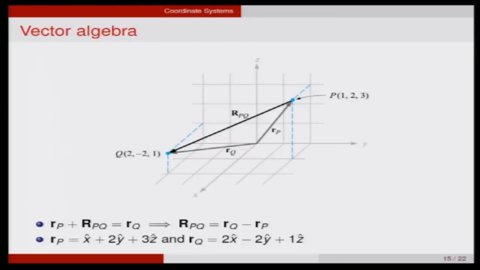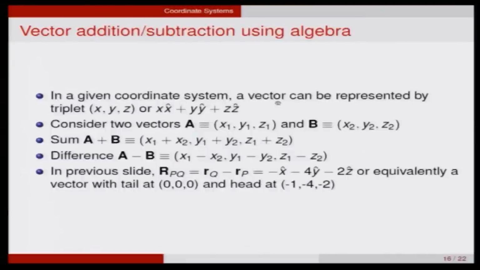Now, if I subtract rq and rp, I am going to get rpq. How do I subtract that? In a given coordinate system, a vector is represented by 3 points x1, y1 and z1, or equivalently x1 x hat plus y1 y hat plus z1 z hat, and similarly vector b. The sum of the 2 vectors is given by the vector whose components are simply added like this. So, you have x1 plus x2, y1 plus y2 and z1 plus z2. Similarly, to get the difference between vectors a and b, you subtract x2 from x1, y2 from y1 and z2 from z1. These 3 points define the end point of the difference vector a minus b.